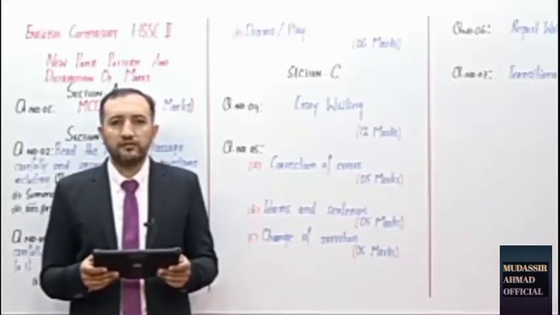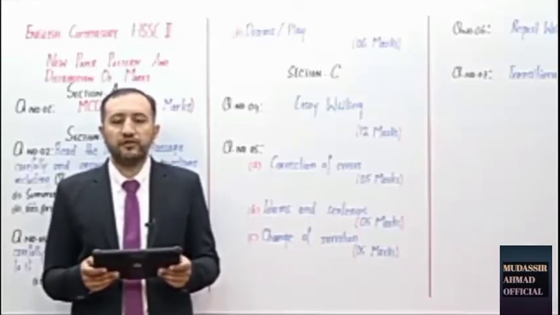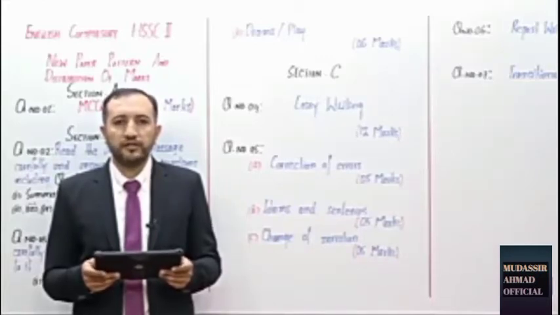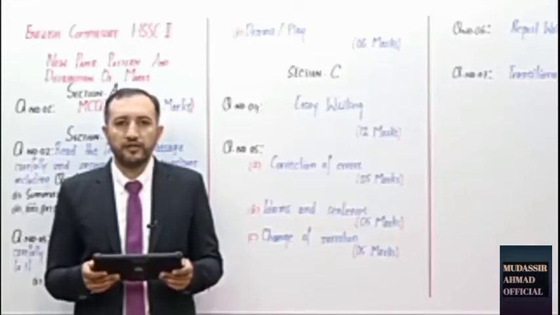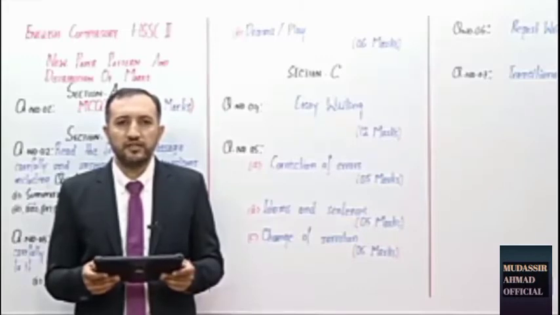Dear students, now the section C of HSSC Part 2 English New Board Pattern, question number 4, is related to essay. It is the part of the old pattern, and it is about your skills of essay writing. You have to be familiar with the types of essays: narrative essay, descriptive essay, and other types of essays in order to answer the question.